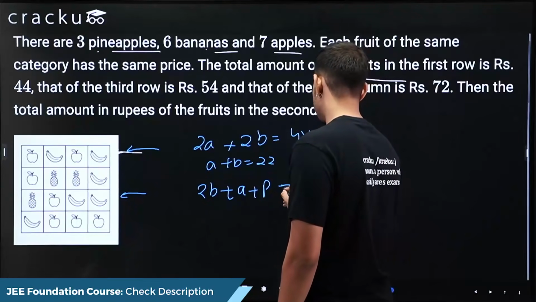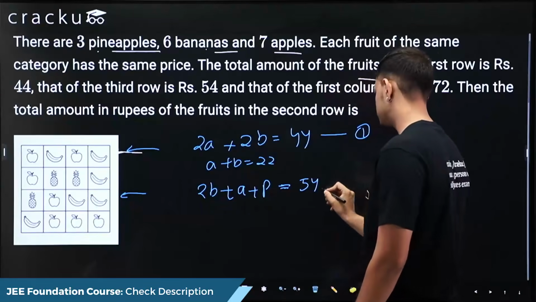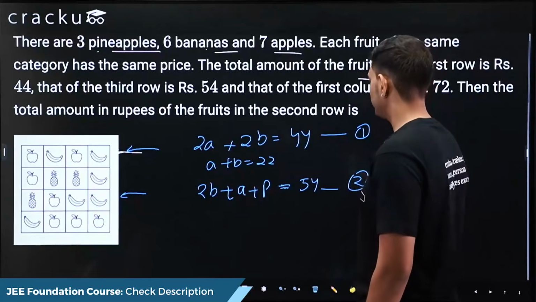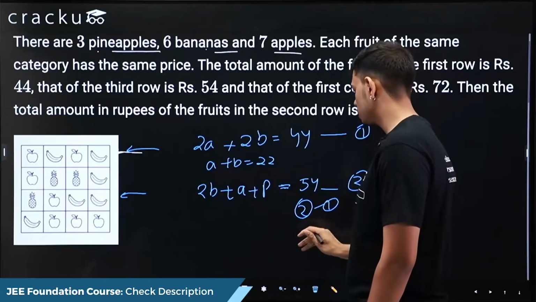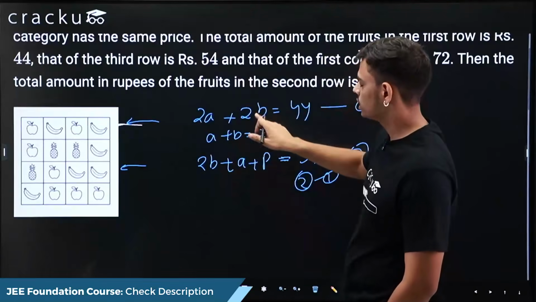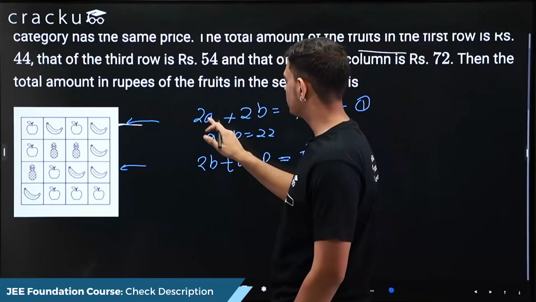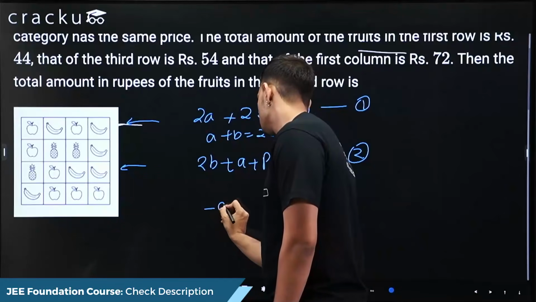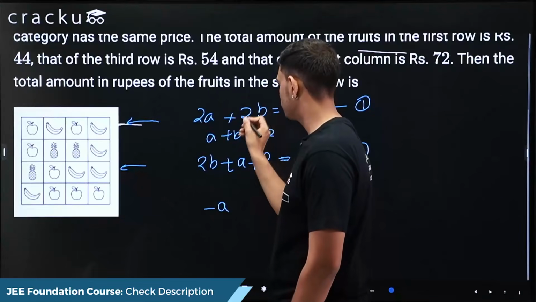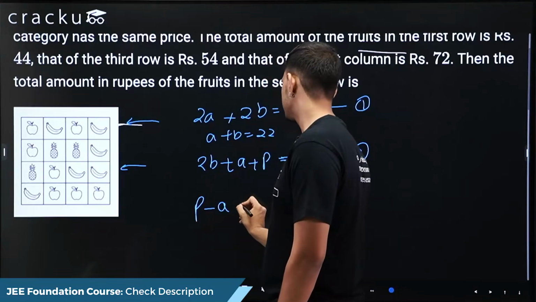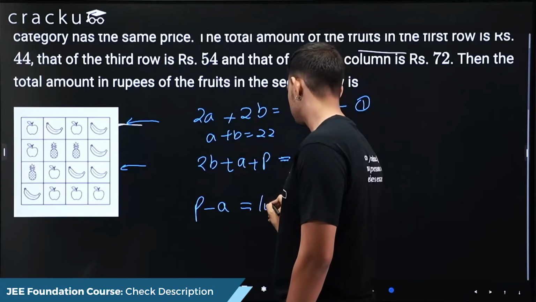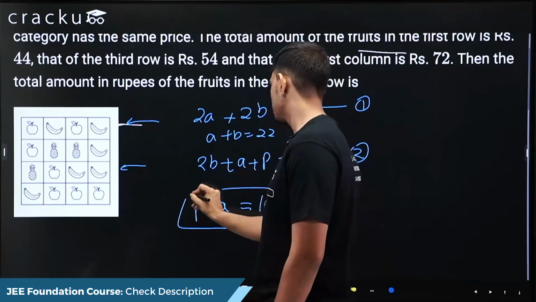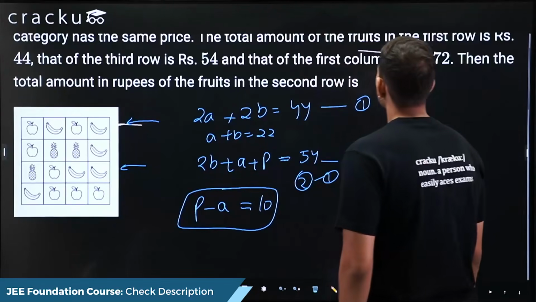Now, suppose this was the first equation, this was the second equation. If I subtract first from second, I get 2 bananas minus 2 bananas, 0 bananas. Apple minus 2 apples is minus 1 apple, and plus 1 pineapple minus 0 pineapple. P minus A comes out to be 54 minus 44, 10. This is one thing that we can get from these two equations.